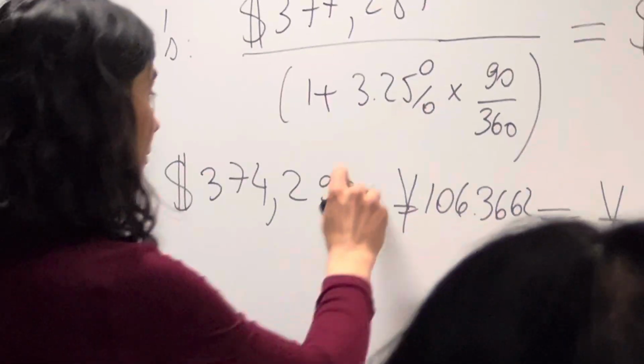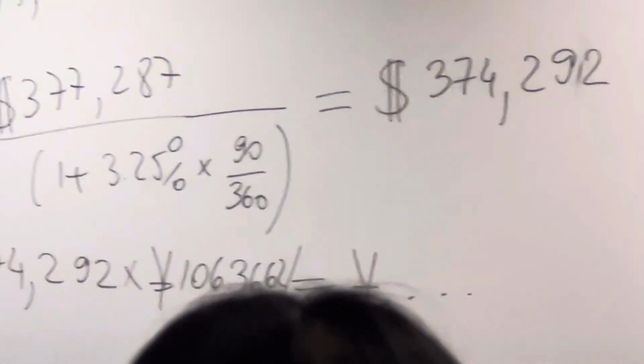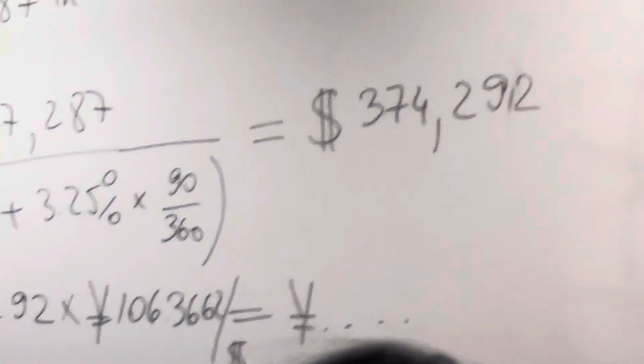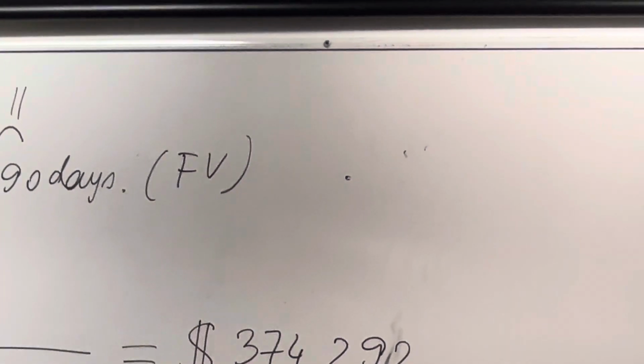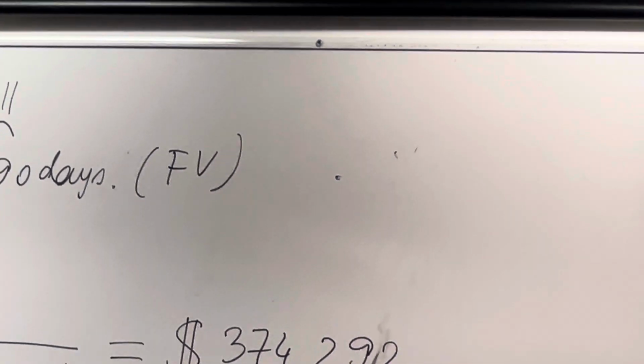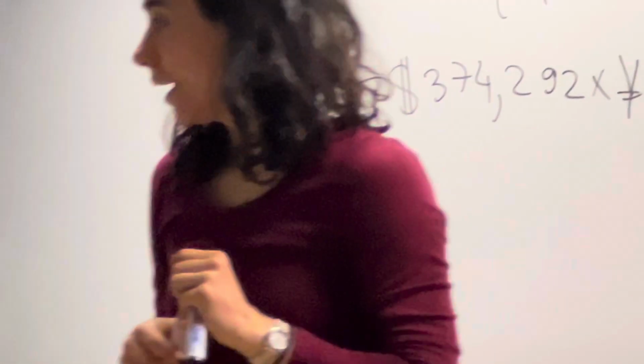Multiply, yeah? So we get the yen value. So now we know how much this yen value today we can ask the bank. And this yen value that we borrow today will also grow in the future. So after 90 days, we owe this plus a bit, right? That's a future value. And that's it with the money market hedge.